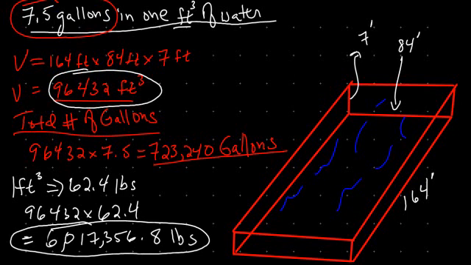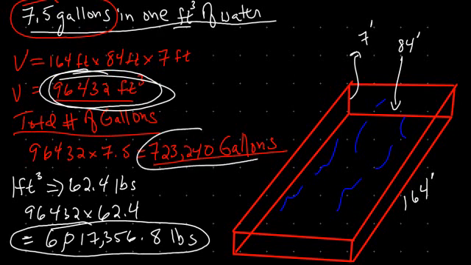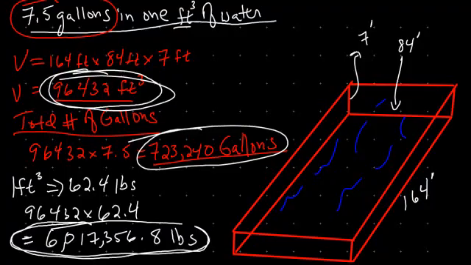Okay, so we found the volume. Then, given that 7.5 gallons are in each cubic foot, we multiplied to find the number of gallons. And given that 1 cubic foot weighs 62.4 pounds, we multiplied by 62.4 to find that there are a little over 6 million pounds of water in an Olympic-sized swimming pool. And that will conclude this application of the volume of a rectangular container.